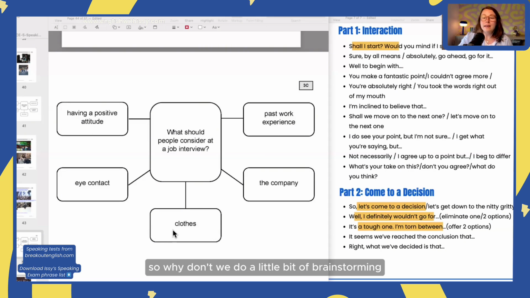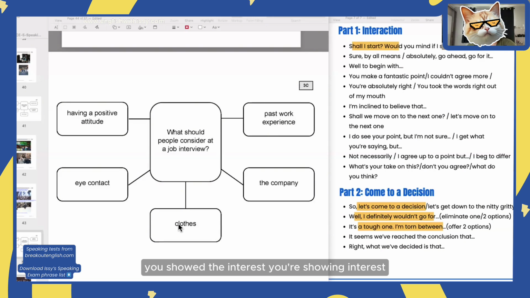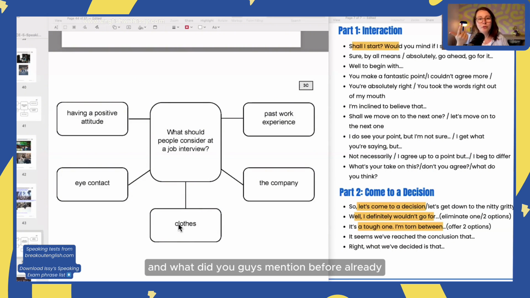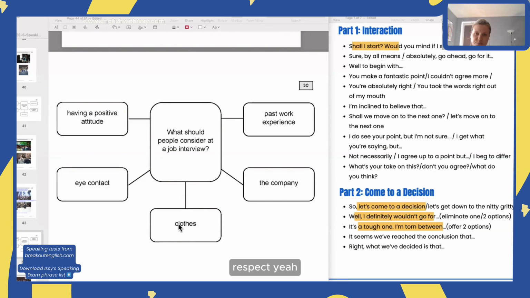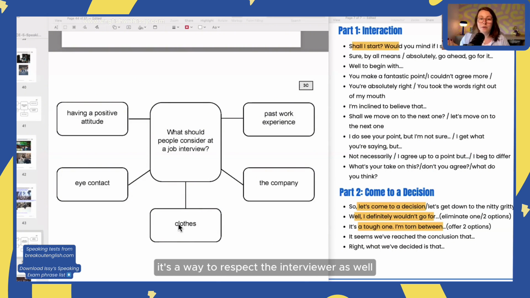Okay, so why don't we do a little bit of brainstorming just so we can think of some more in-depth ideas about what people should consider. Why is eye contact important? You show the interest. You're showing interest. And what did you guys mention before already? Respect. Yeah, it's a way to respect the interviewer as well. Why is your choice of clothes important?